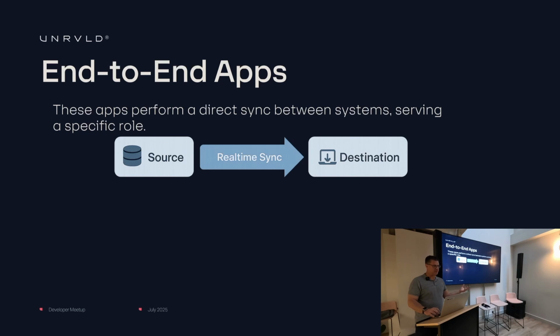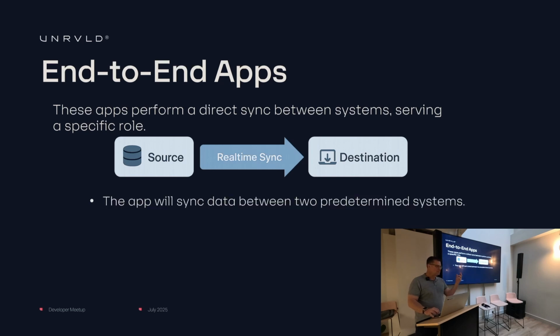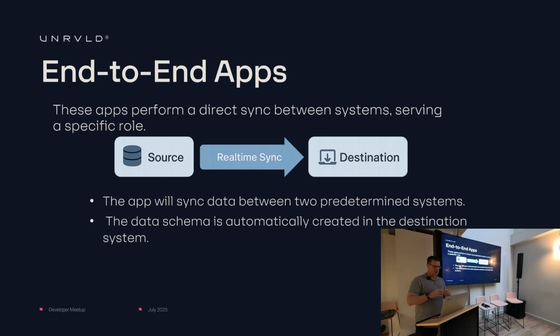The data comes in and goes straight into the destination. The data schema is automatically created in the destination system, so you don't control the mapping, it's created for you. And the configuration is limited to what the app gives you. There may be options to choose from, but it's not as configurable as a source or destination app.